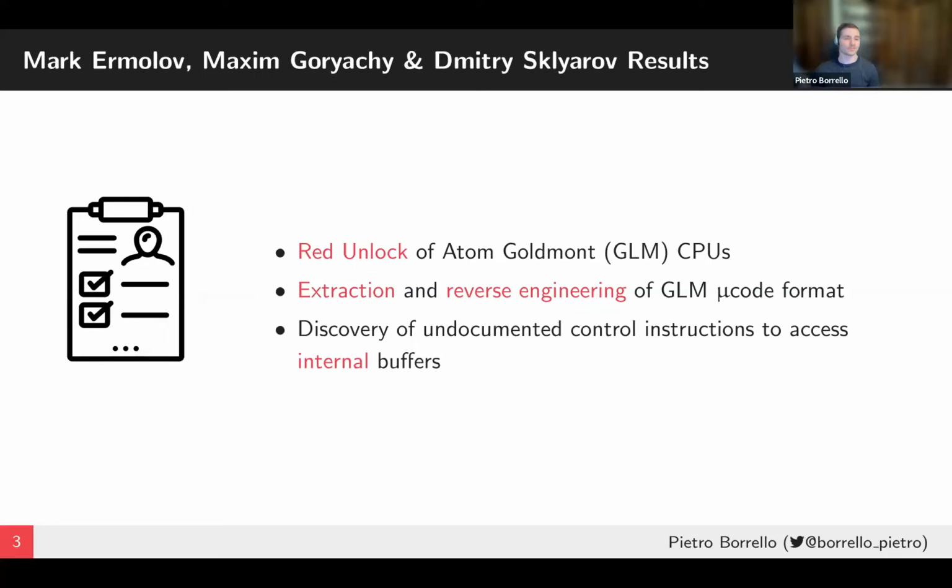Our work is based on previous work from Mark Ermolov and his colleagues, incredibly cool work that was able to achieve the red unlock on Goldmont CPUs. The red unlock is a very interesting state of Intel CPUs where they can be debugged by an external debugger and have access to their internal components. With the red unlocked CPU, they were able to extract and reverse engineer the microcode format of Goldmont CPUs. While reverse engineering that, they discovered and documented instructions that were able to access internal buffers from software in case of red unlocked CPUs.